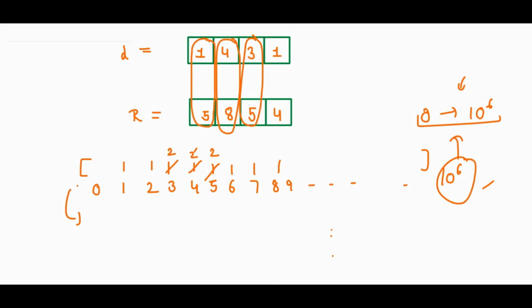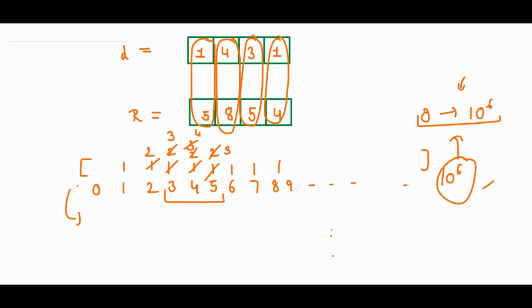frequency by 1, because the range is from 3 to 5. So I have increased the frequency. Then I'll go to 1 to 4. Okay. For 1, I'll increase the frequency by 1. Then I'll go to 3, I'll increase the frequency by 1. On 4 also, I'll increase the frequency by 1.